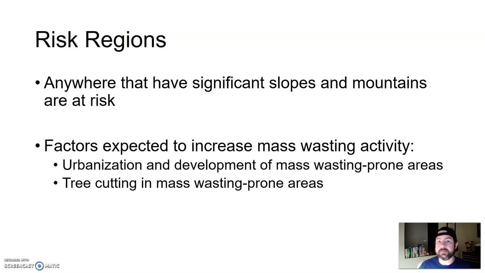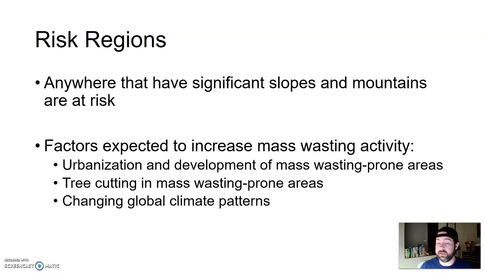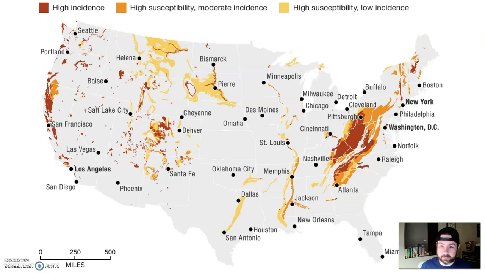Cutting down trees. Wildfires are natural, but as humans, we're logging for wood or just cutting down trees to build. So tree cutting in mass wasting prone areas, you're removing that anchor system that could also increase mass wasting activity. And then, climate's a natural big factor, but if climate is changing, well, that's also going to have a big impact on it. So this is a map of the U.S.